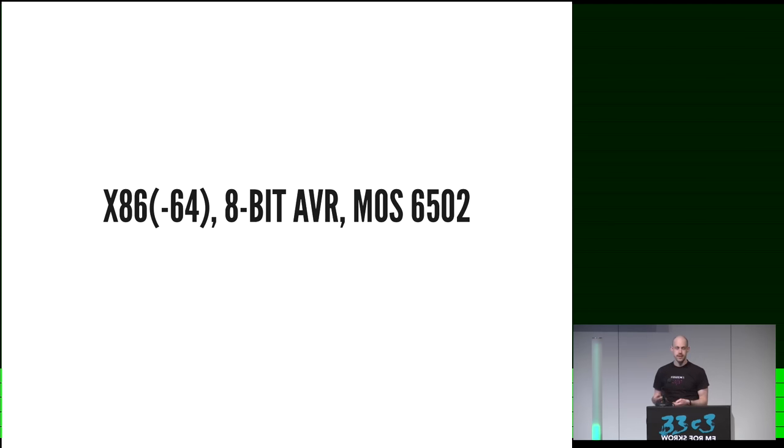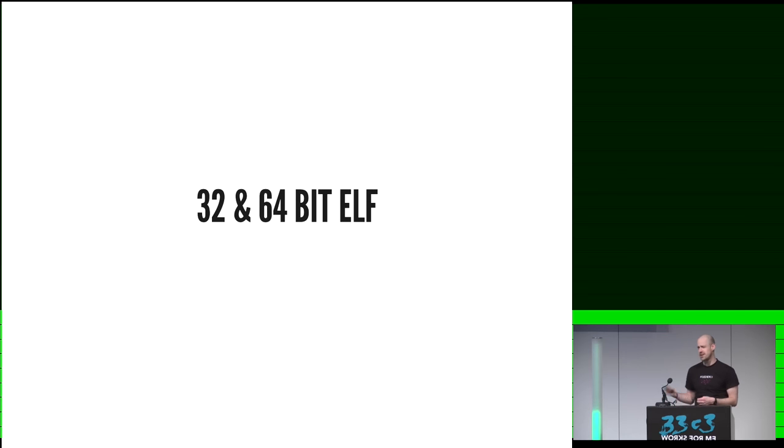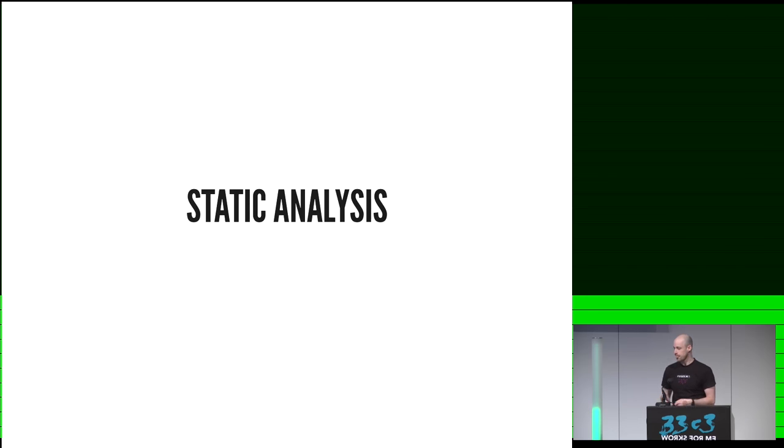Currently, it supports the Intel architecture, both the 32 and the 64-bit variant. It also includes most of the SIMD instruction architecture, so you can disassemble the crazy, highly optimized memcpy versions that are in the glibc. It also supports the two 8-bit architectures, the AVR and the MOS 6502, so you can analyze your C64 applications. Currently, it only supports ELF files, and a PE loader is currently being developed.